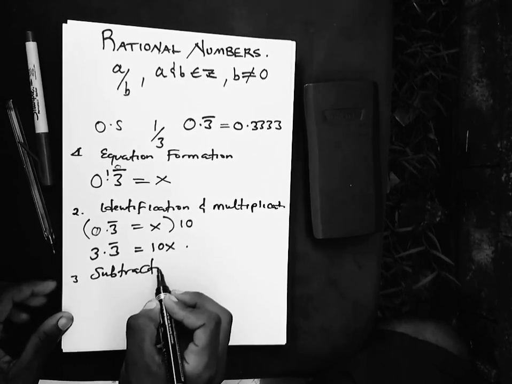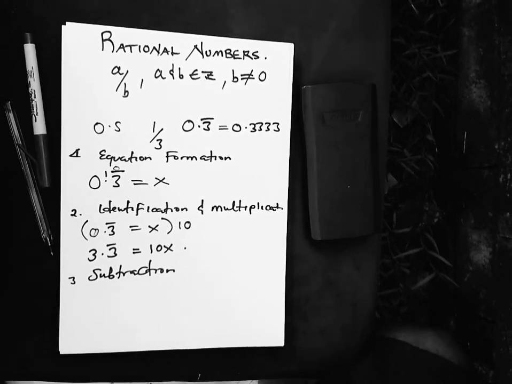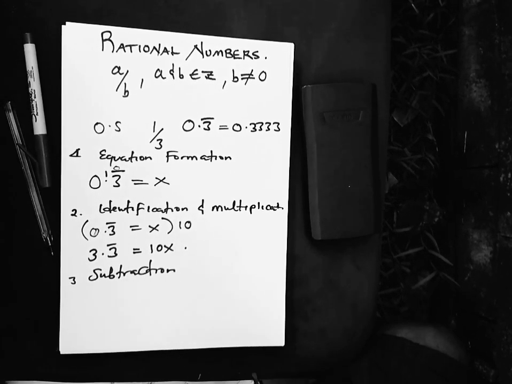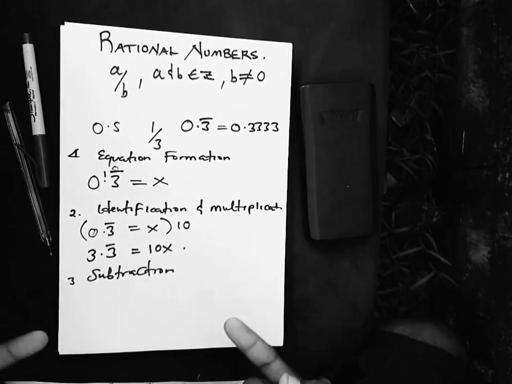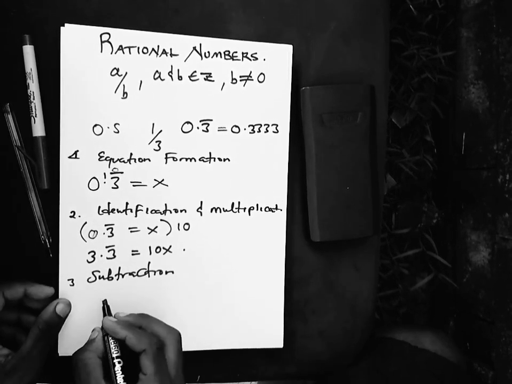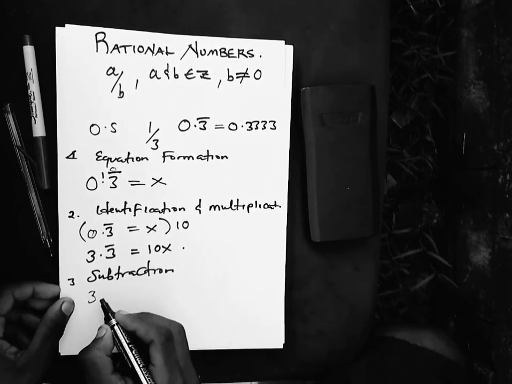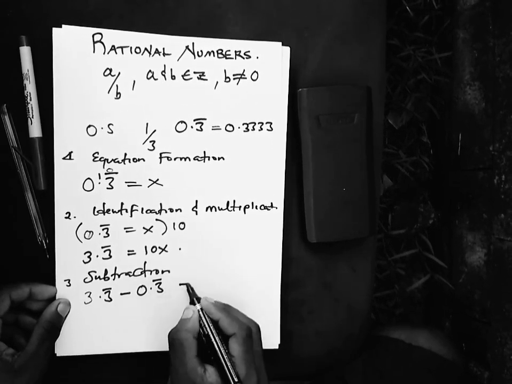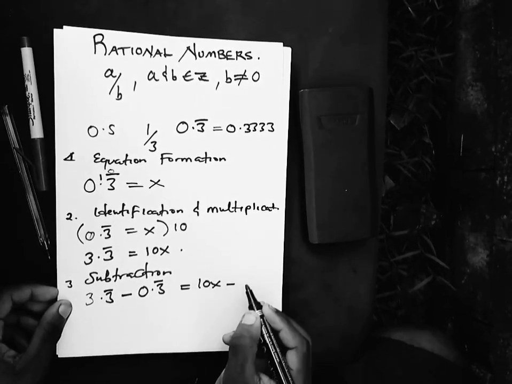This one is much easier. The only thing you do is subtract the first equation from the second equation. I hope you guys get that. The first equation from the second equation. So what we are going to say is 3.3 bar minus 0.3 bar should be equal to 10x minus x.